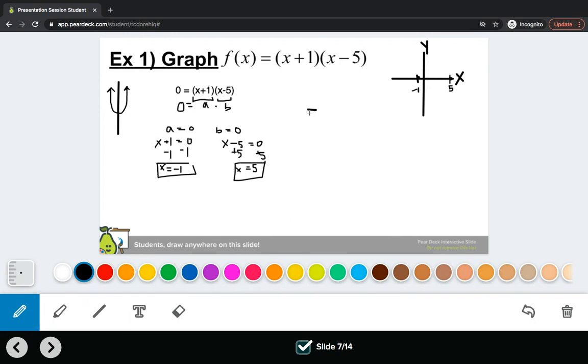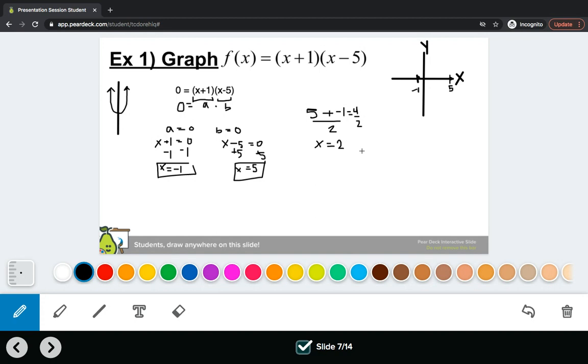add them together. So I'm going to do 5 plus negative 1. And that's going to give me 4. And then because I want to find the middle of them, I need to divide it by 2. So I would do 4 divided by 2. That means my x value is 2. So now I know my vertex x value for sure has to be 2 because 2 is exactly in between -1 and 5.